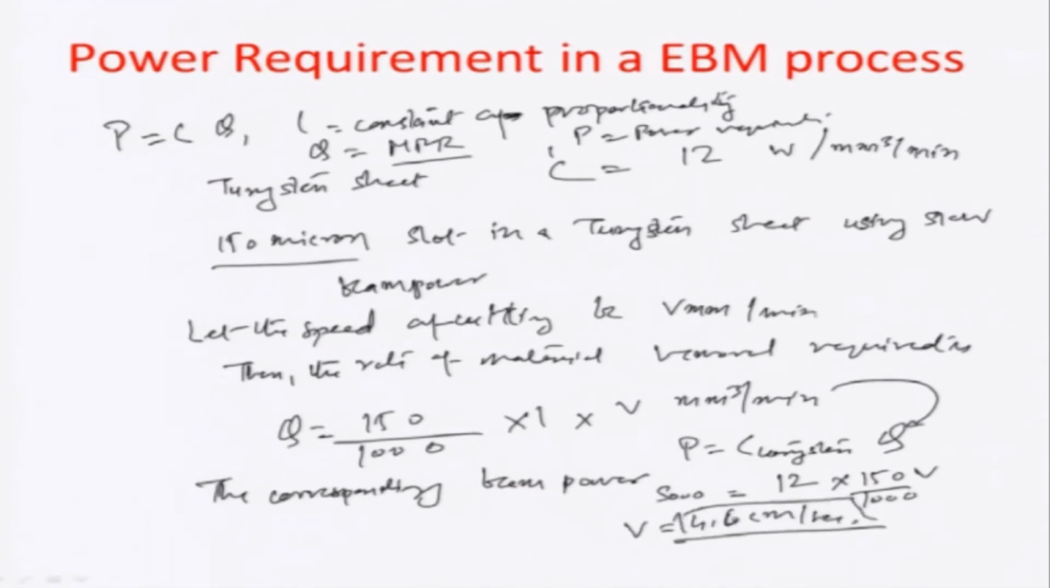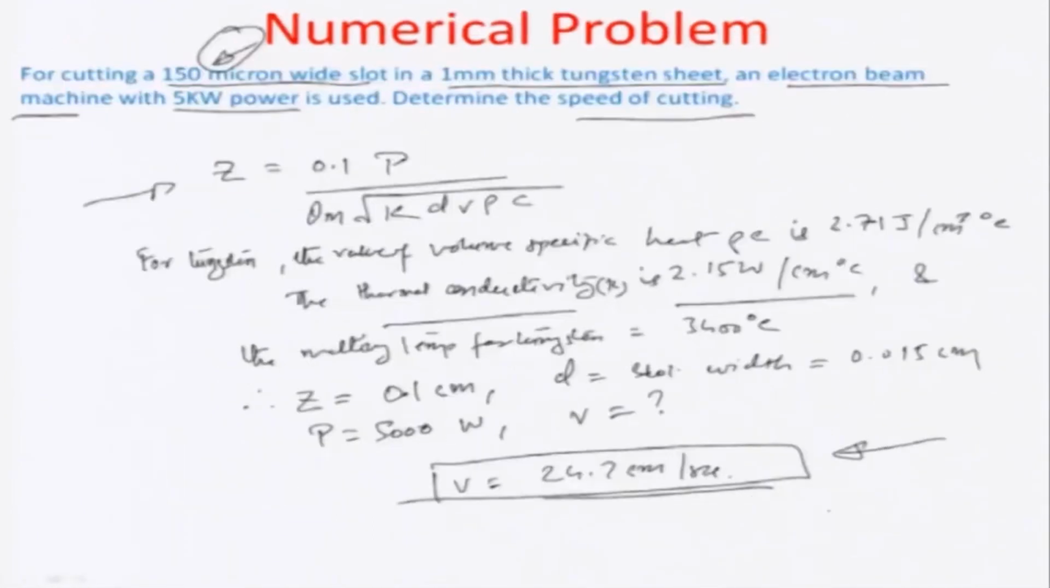Okay. So, this is much small, as you can see, in comparison to what we have obtained using dimension analysis and other criteria. So, in general, the actual e beam velocity of rastering is much more in comparison to the velocity which is predicted by a simplistic equation P equal to C Q.